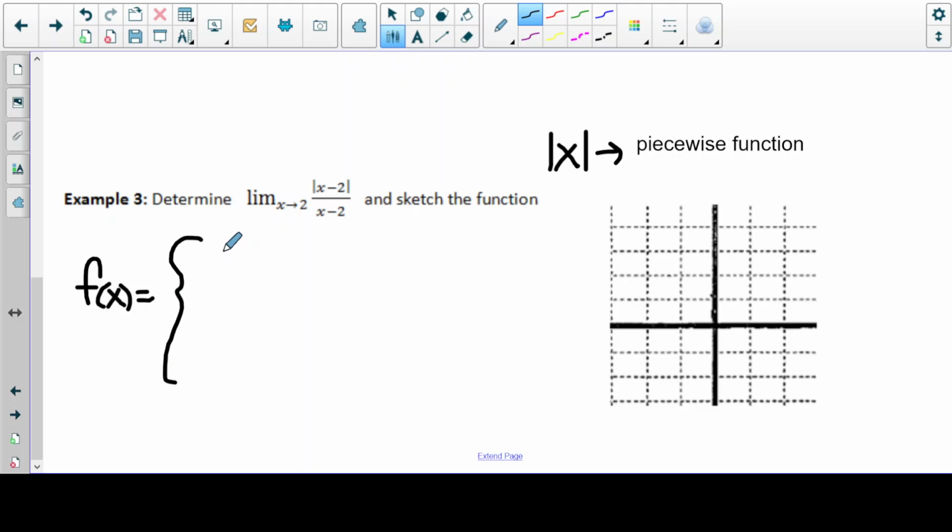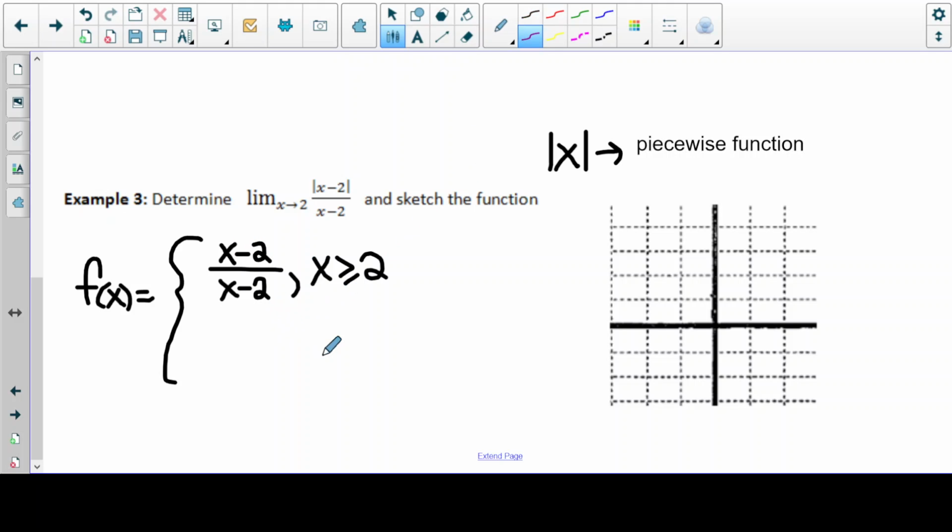Now, at the top, I'm just going to have an x minus 2, and our denominator is not going to change. It's an x minus 2, and that's what our function is going to be for all values where x is greater than or equal to 2. And the reason for that is that if you put any x value in the numerator that's greater than or equal to 2, that part of the function is always positive. So the absolute value doesn't have to do anything.